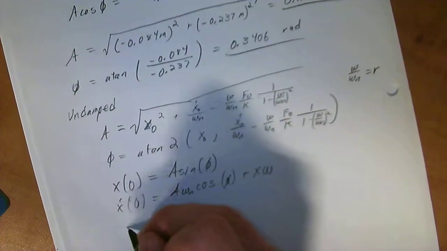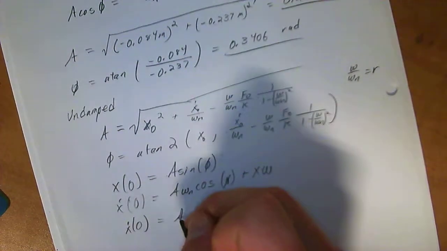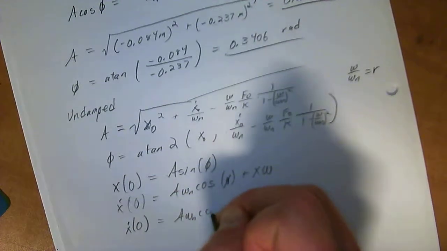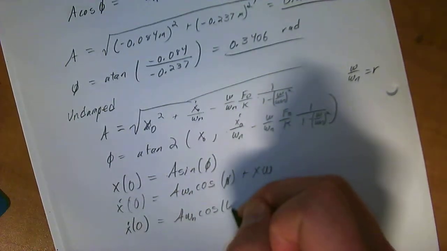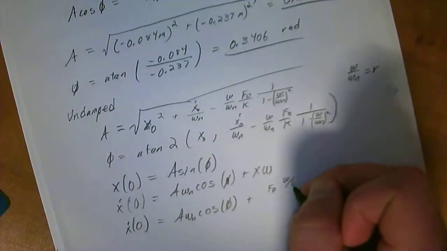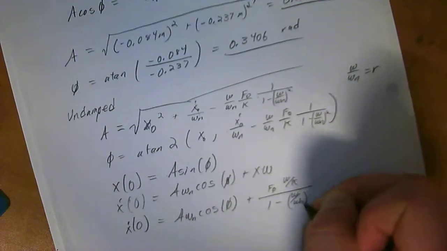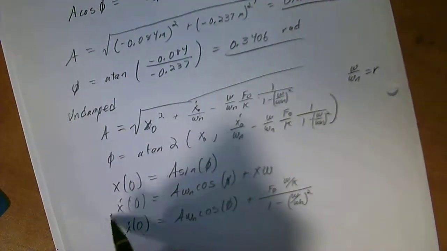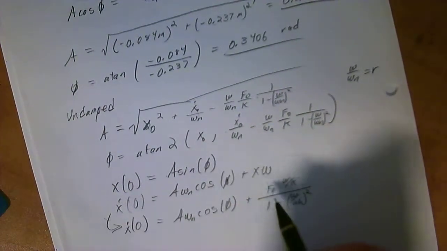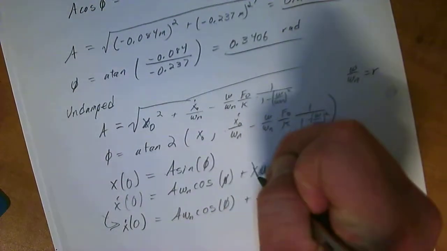And then you know that x dot of 0 is then equal to A omega n cosine of phi plus f naught omega over k all over 1 minus omega over omega n squared. So this jumps right to here just by solving this out a little bit more and changing x omega, this large x, which we solved for.